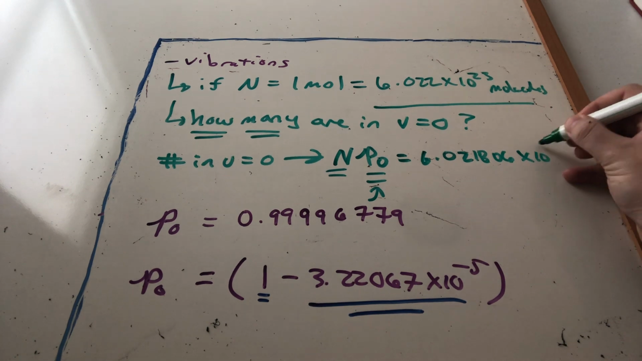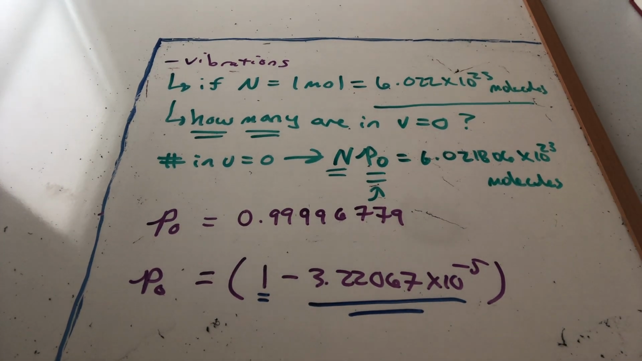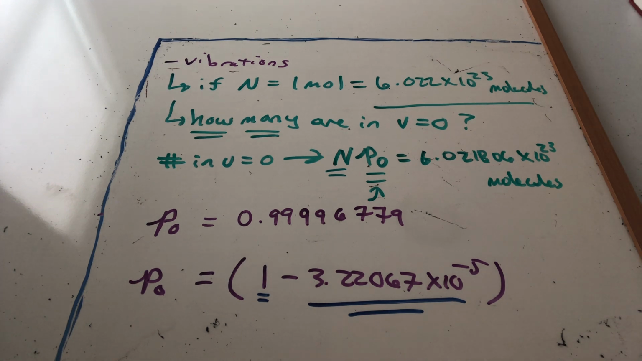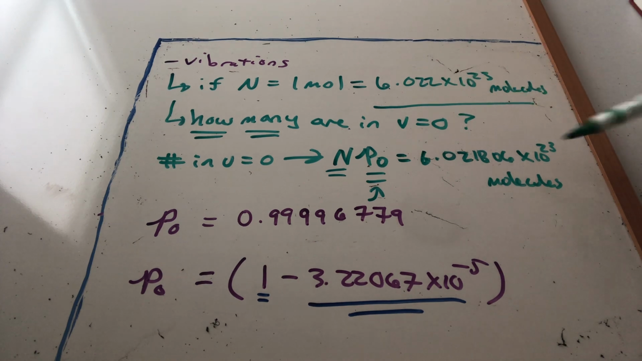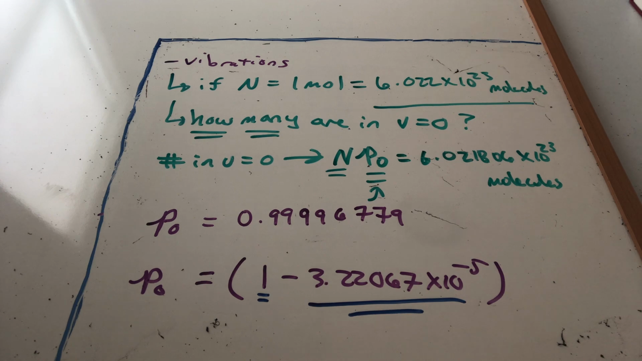6.02186 times 10 to the 23rd molecules. And I'm not really paying attention to significant figures. I'm just showing you what the changes are. Now, how does this compare to that? It's almost exactly the same. And if you were paying attention to significant figures, it would round to the same spot. And that's why I didn't want to do it. I wanted to show you that there are some molecules that creep away. But the super majority, 99.99% of the molecules, are in that ground vibrational state.